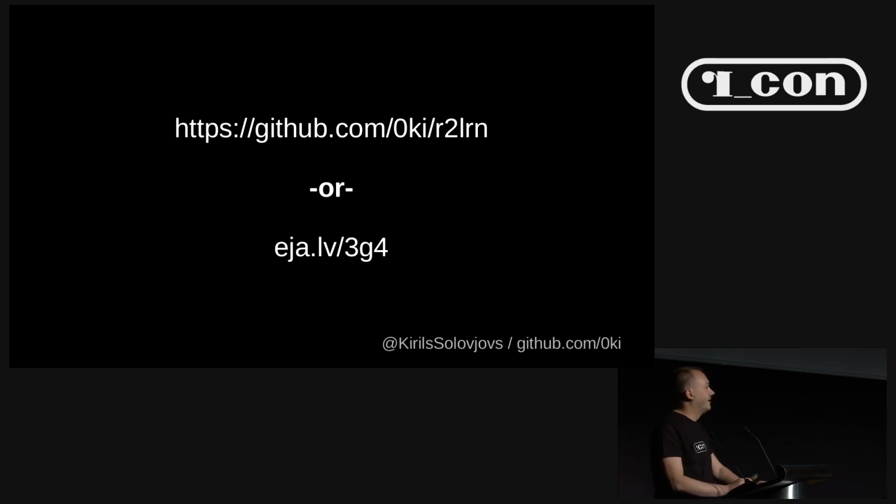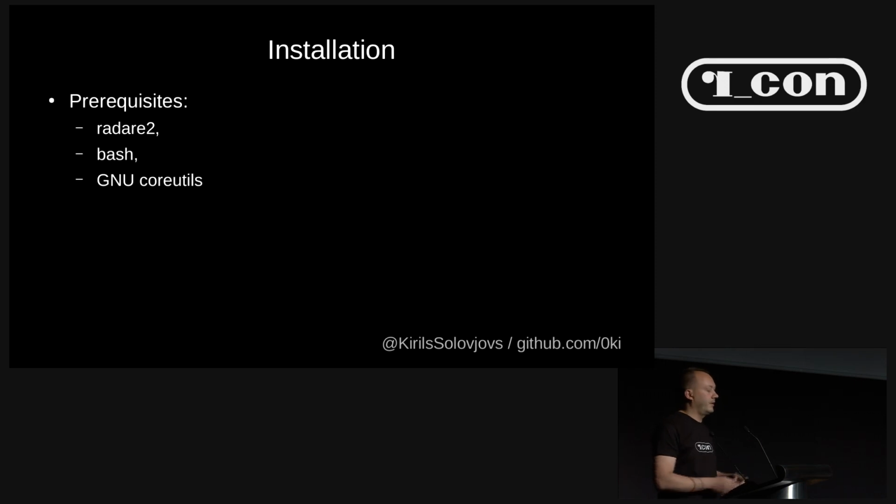So you can use either the long link or the short link, however you want, right? And when you actually know where to download it, what you need is some prerequisites. You need Radar, of course. Right now, you also need, unfortunately, Bash and GNU core utils. That might change in the future, but right now, those are the requirements for this to run.